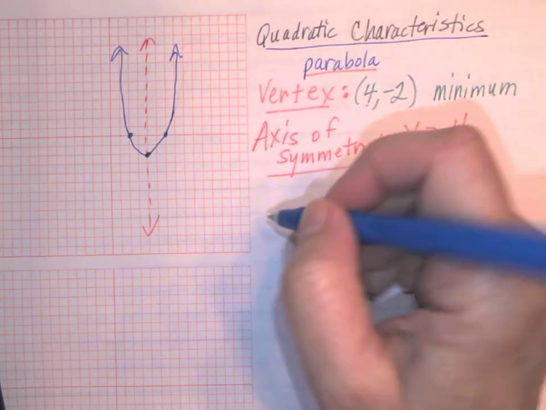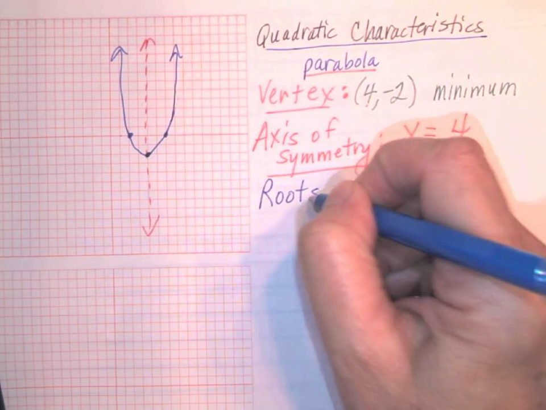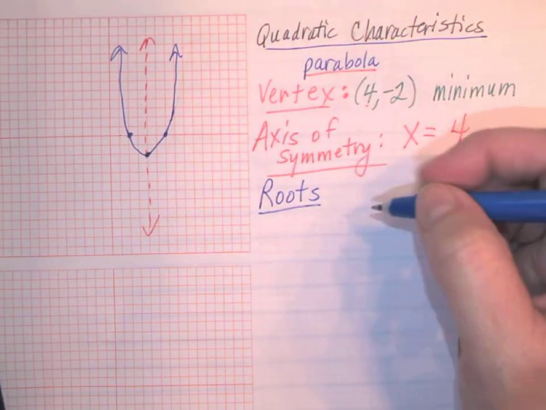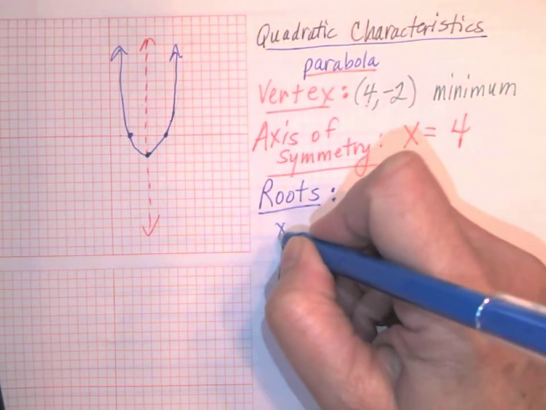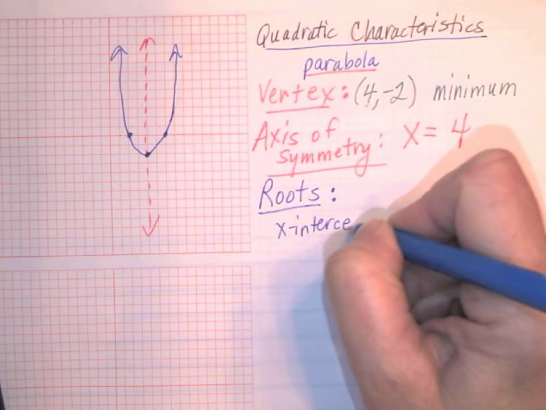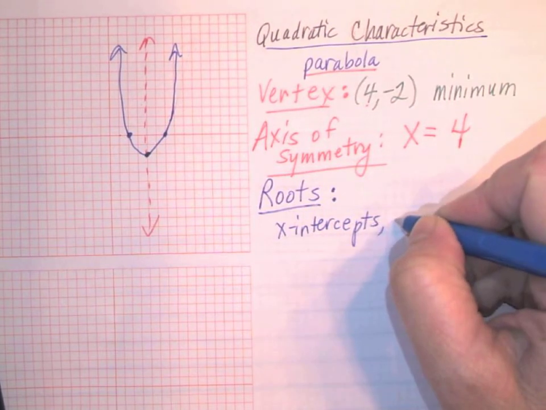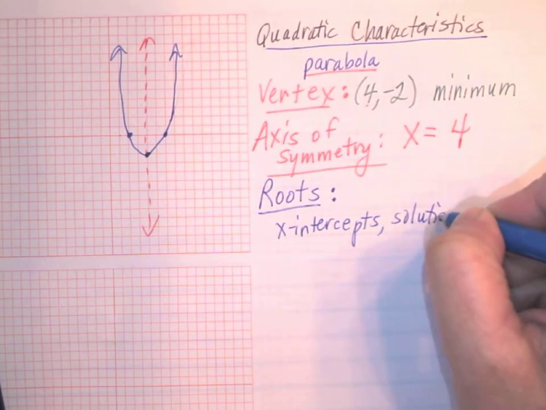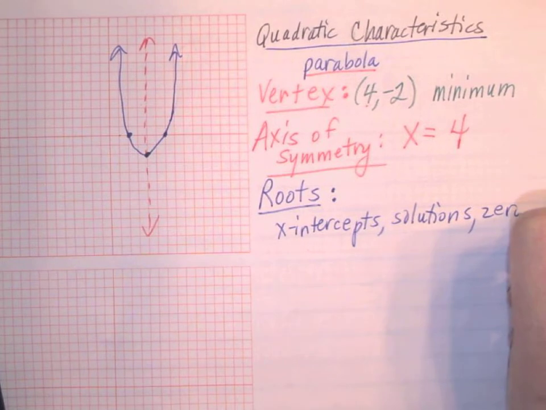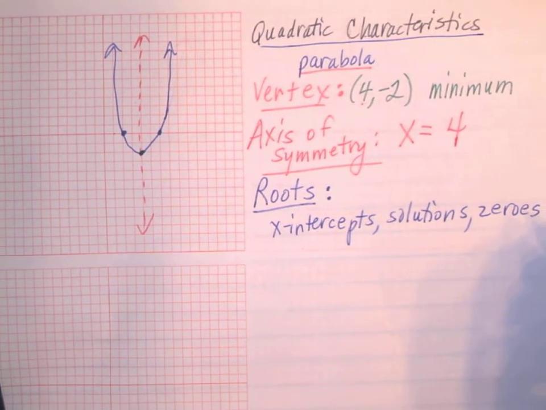Another important part is the roots. You have to know that there are 4 names for roots. They are also called x-intercepts, solutions, zeros. So the x-intercepts are where this parabola crosses the x-axis.